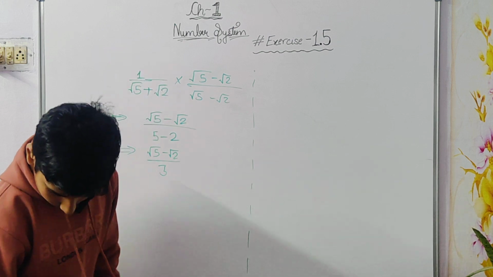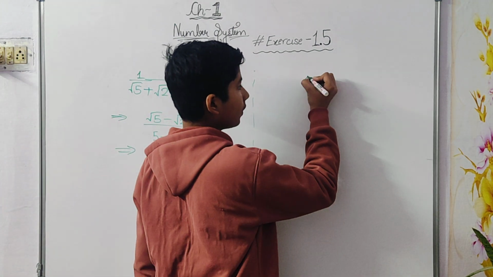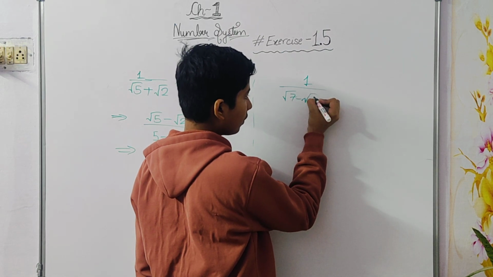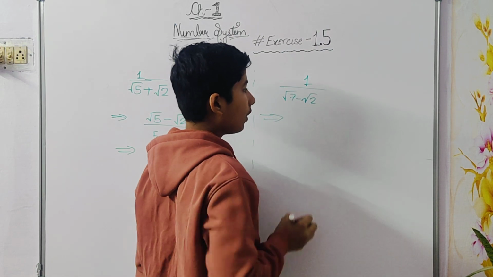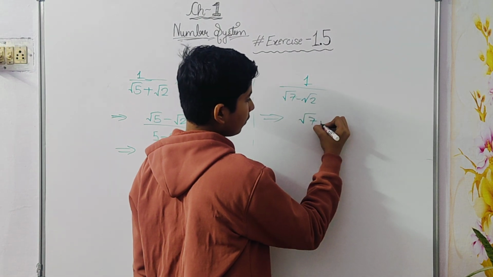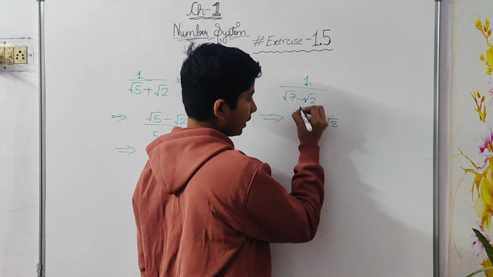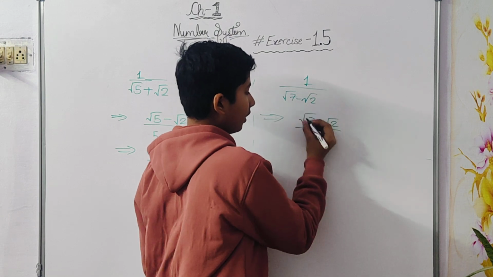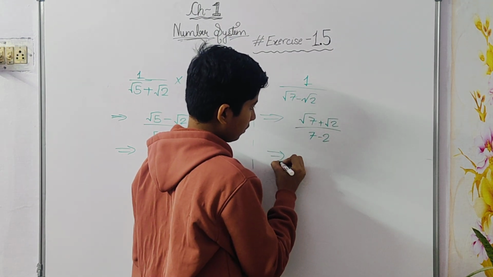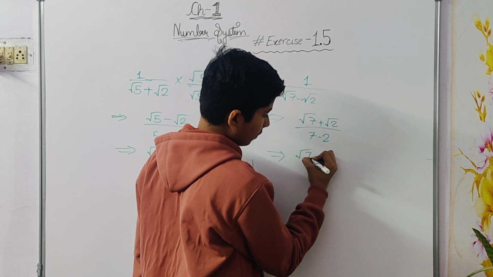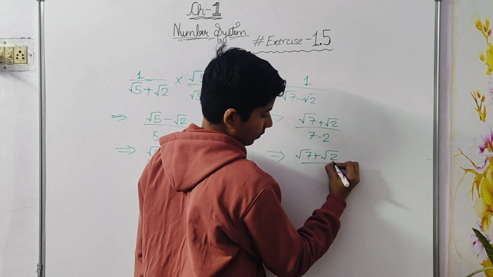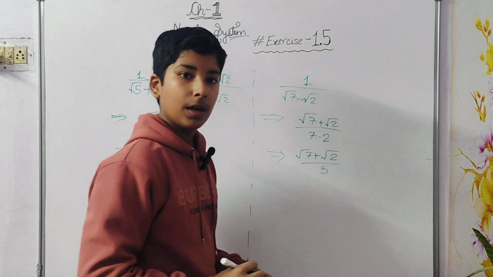Yes. Last, 1 upon root 7 minus root 2. So there's a trick; now I solve it by the trick. Root 7 plus root 2. I've changed the sign, and below I'll write 7 minus 2. This will be our answer.